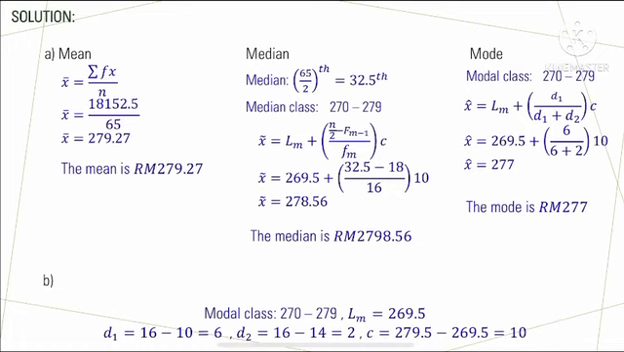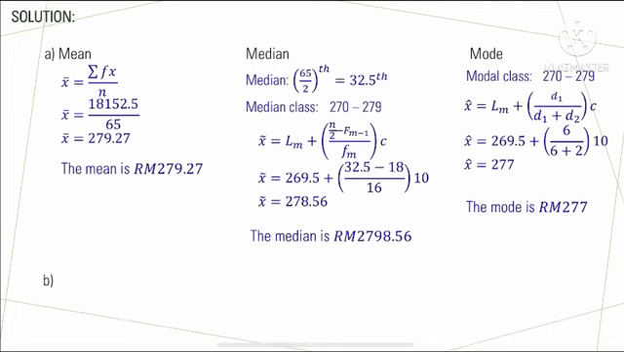From the values of mean, median, and mode, we know that the smallest value is the mode, followed by the median and mean. So the data is positively skewed, or skewed to the right.